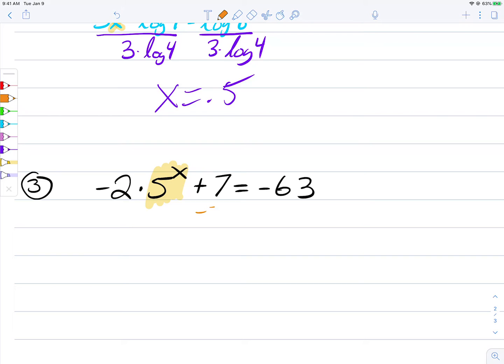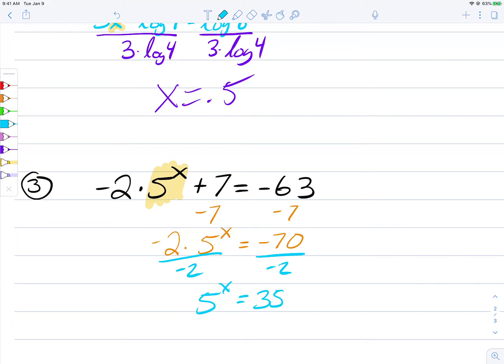Okay? On number 3, I first need to get my exponential part by itself. So I'm first going to subtract 7 from both sides. -2 times 5 to the x power equals -70. I'm going to divide both sides by -2 so that I have my 5 to the x power by itself. So that equals 35.